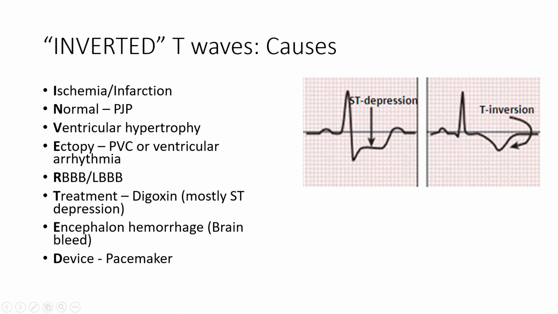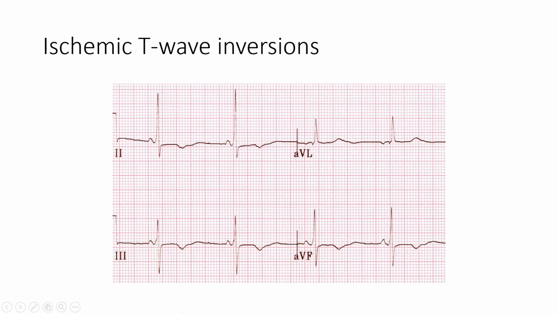Here's a mnemonic to help remind you of the potential things that could be associated with T-wave inversion. We will review just a couple of the most important ones here in addition to ischemia. In ischemic T-wave inversions, they too should match a pattern. Here we've got an inferior set of T-wave inversions in 2, 3, and AVF.